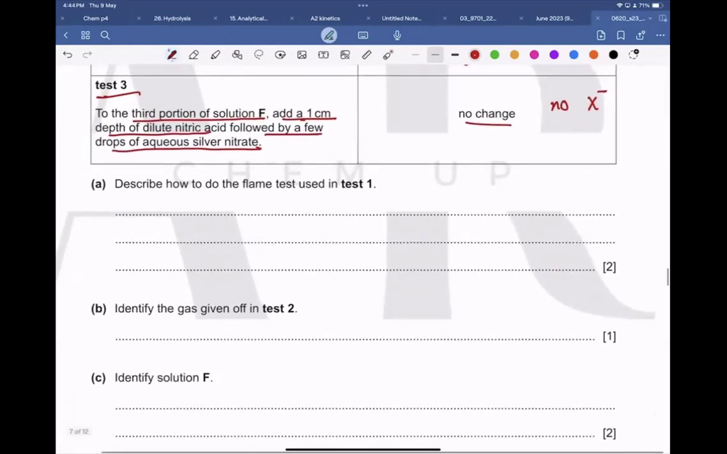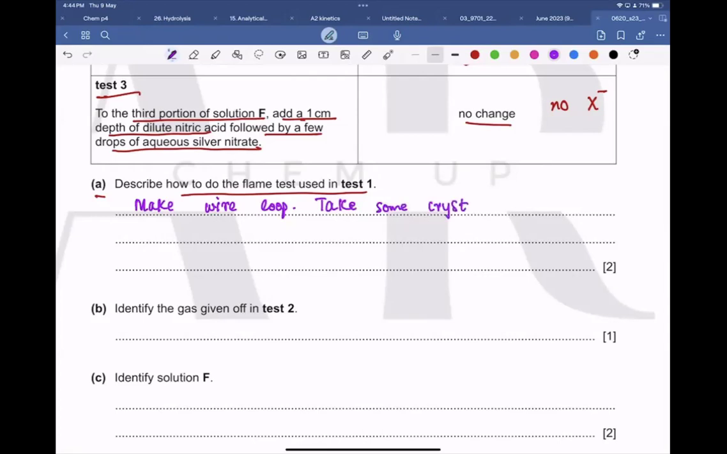Okay. Now describe how to do a flame test using a test tube in test 1. So if you recall, make a wire loop, take some crystals on it, right? And put it into a blue flame.